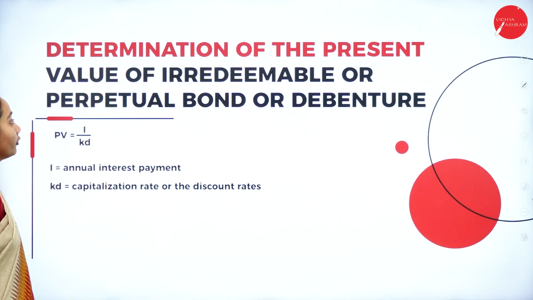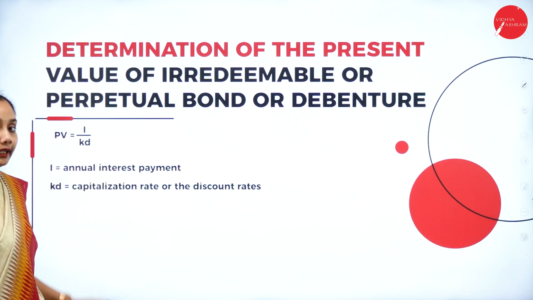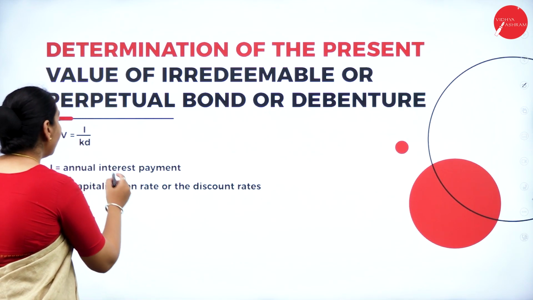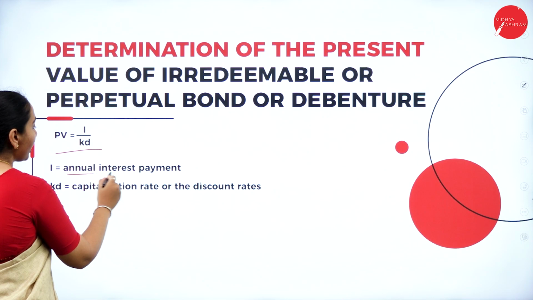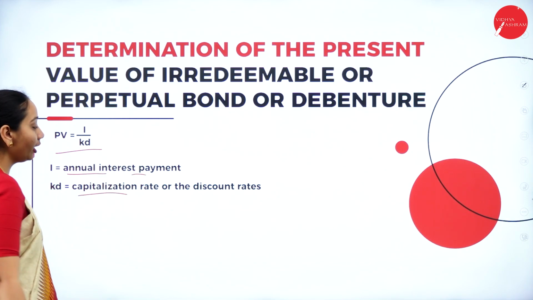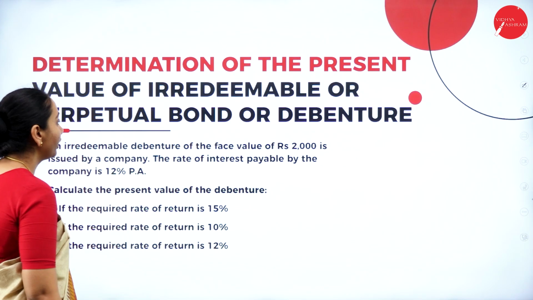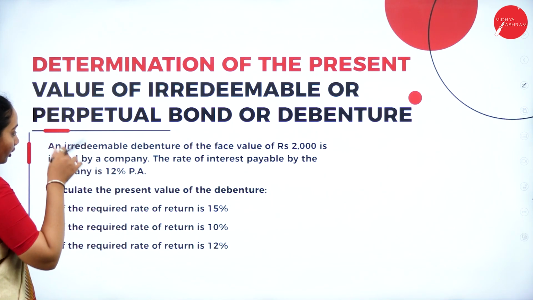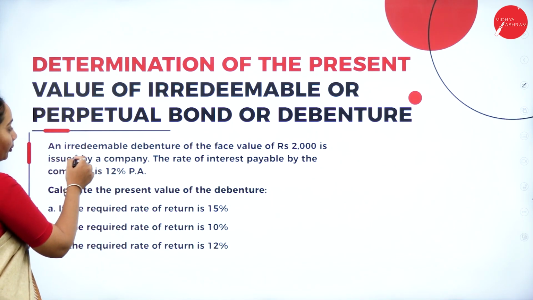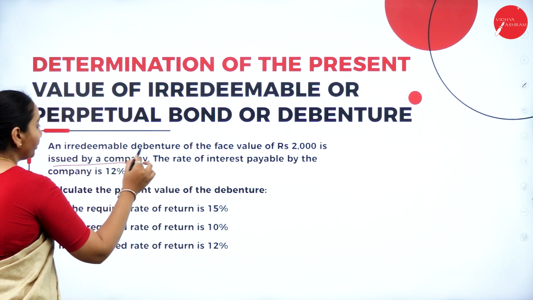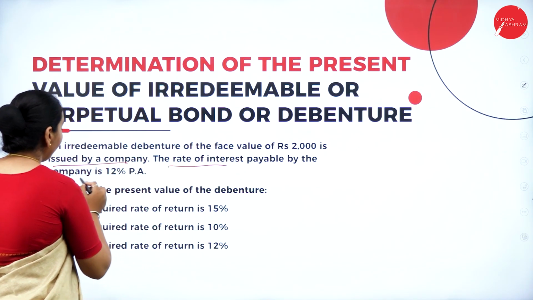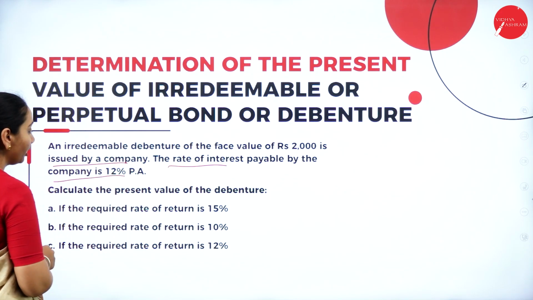Determination of the present value of a bond or debenture if it is irredeemable in nature. The formula is present value equals I divided by KD, where I is the annual interest payment and KD is the capitalization rate or discount rate. Here, you can see the question: an irredeemable debenture of face value rupees 2000 issued by a company. The rate of interest payable by the company is 12% per annum.